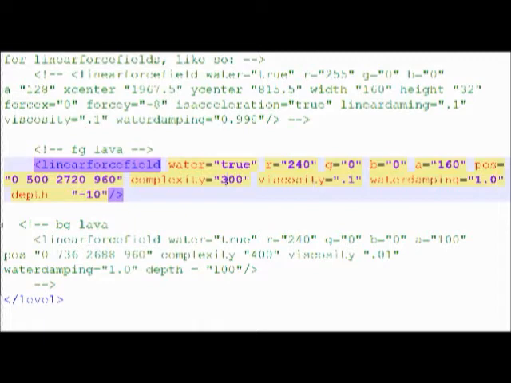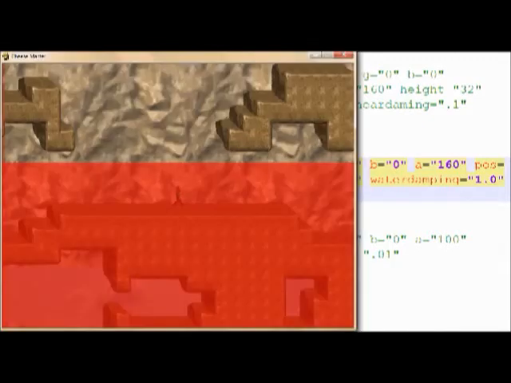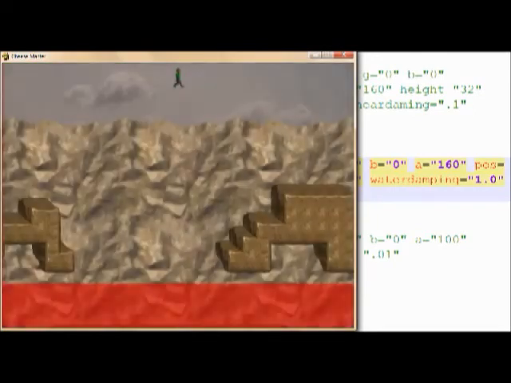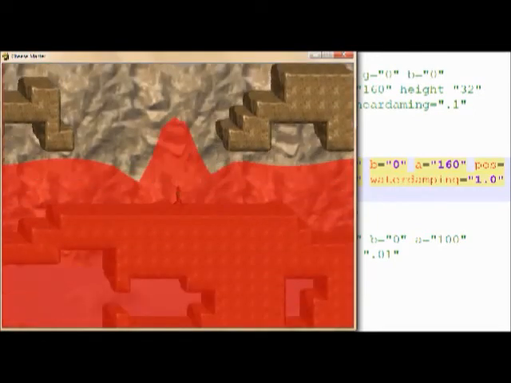Complexity is basically how many segments the water has. The fewer segments you have, the grainier it looks. You can see the peaks and valleys a whole lot. It looks blockier, but the waves themselves are wider. You can probably change it to even out differently so that the waves are wider and stuff like that.